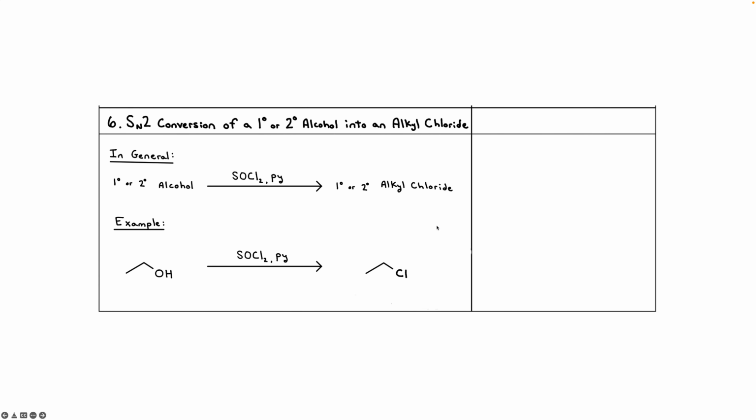So, as a bird's eye view, that mechanism shows you how you can start with a primary or secondary alcohol, and using thionyl chloride, which is SOCl2, and pyridine together, you can replace the OH, the alcohol, with a chlorine and make an alkyl chloride. So this is the mechanism for an SN2 conversion of a primary or secondary alcohol into an alkyl chloride.